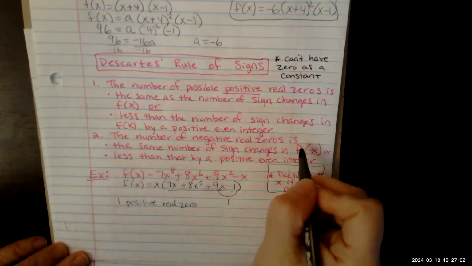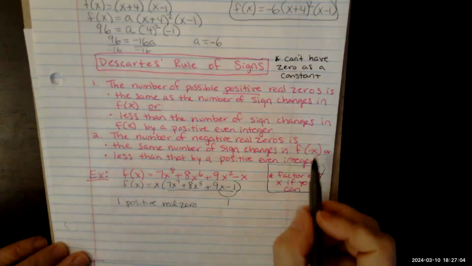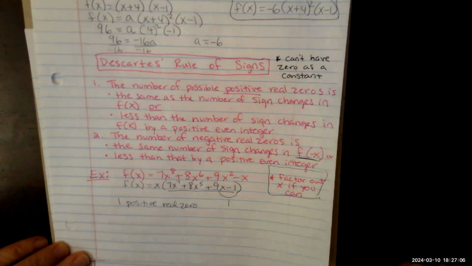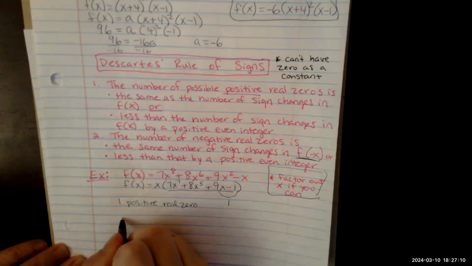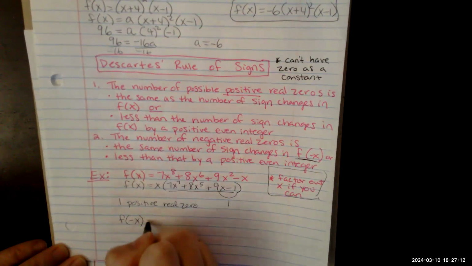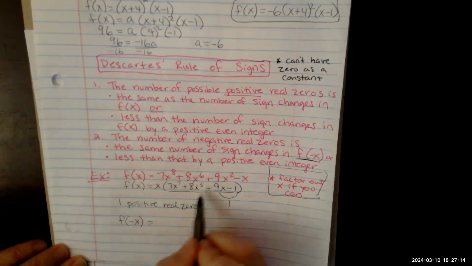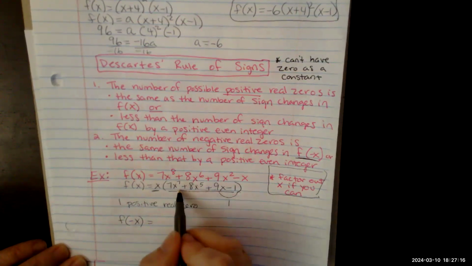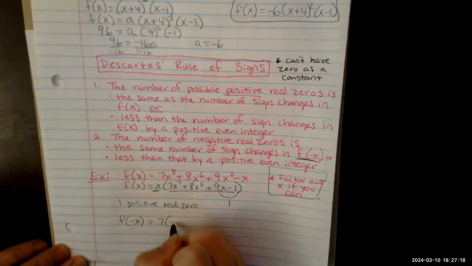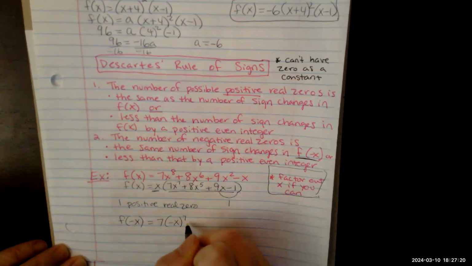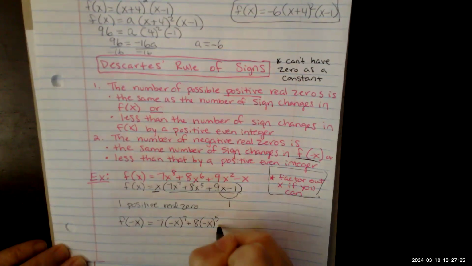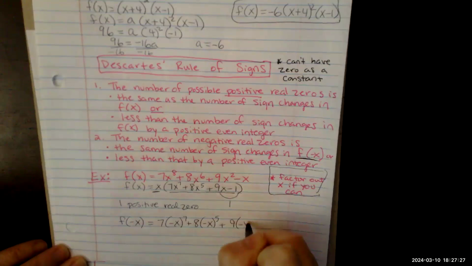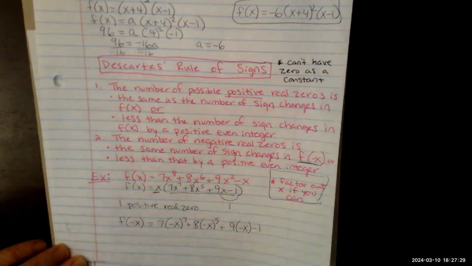How many negative zeros you have is the same idea, except you're using f of -x and looking for the sign changes. So the first thing you need to do is plug in -x to all of these x's. Again, we're kind of ignoring this one for now. So 7 times -x to the 7th plus 8 times -x to the 5th plus 9 times -x minus 1.